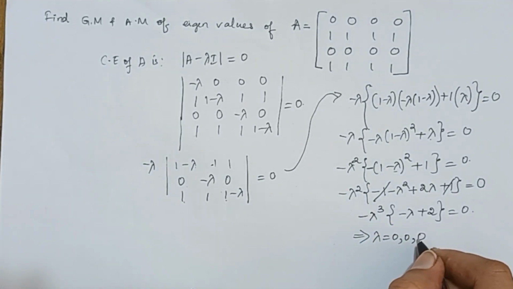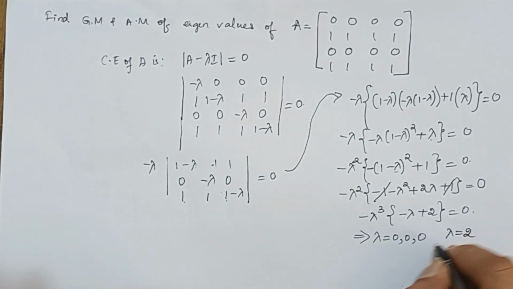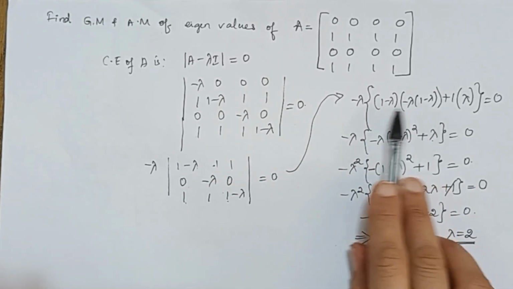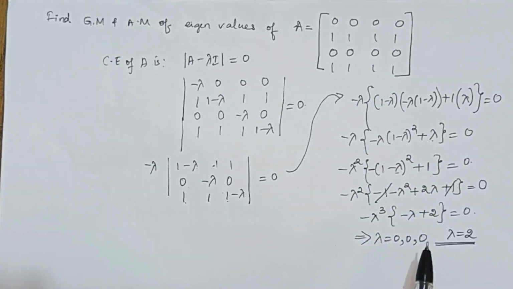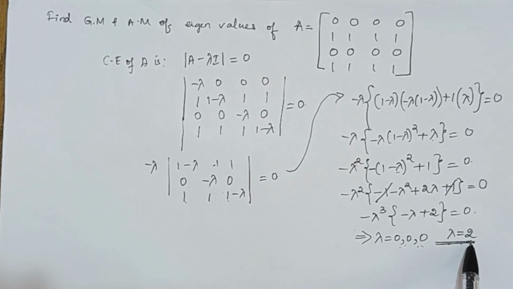Therefore lambda equal to 0 is one of the roots repeated 3 times, and in this case lambda equal to 2. Therefore totally it is a biquadratic equation. Here it is biquadratic because for a 4 by 4 matrix, 4 roots must be there. These are the 3 roots, 0 repeated thrice, and this is one more root, lambda equal to 2. Therefore we have total 4 eigenvalues, where 0 is one of the eigenvalues and 2 is another eigenvalue.